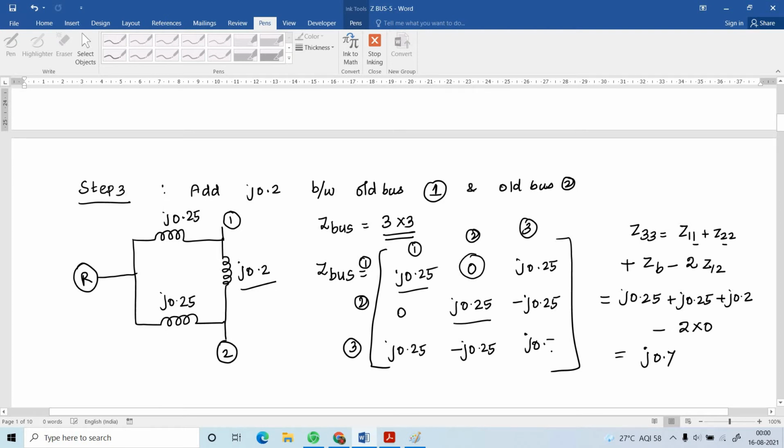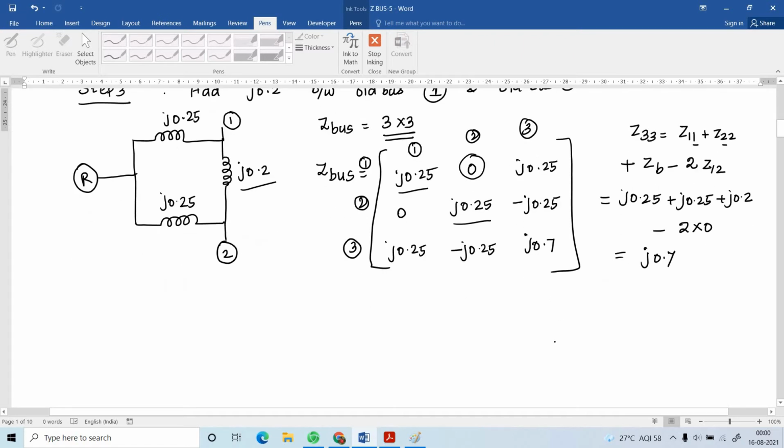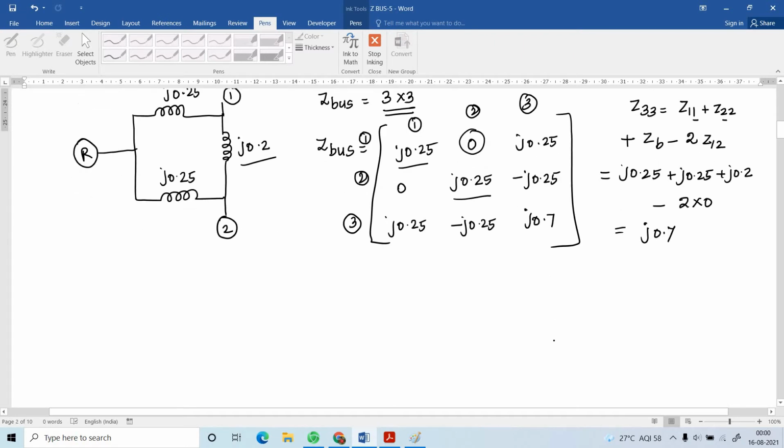J0.7. Have to substitute the value here. What is the next step? Next step, I am going to eliminate the last column. This is the last column and this is the last row. So the last column and last row should be eliminated. How can we eliminate it? How to write the ZBUS now?